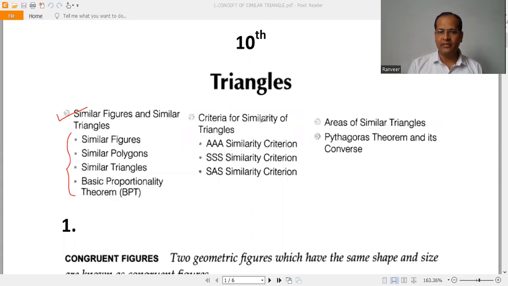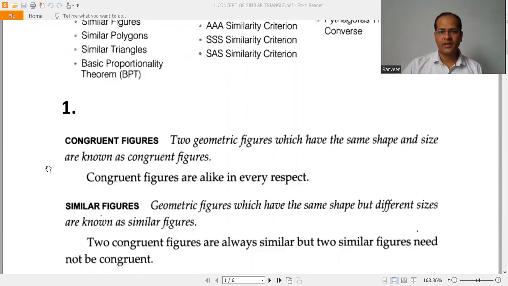After that, criteria for similar triangle. For that, triple A, triple S and SAS criteria. After that, we will see area of similar triangle and Pythagoras theorem and its converse. So this is the total syllabus that we have to read in class 10th. So first of all, we will start with congruent figure.